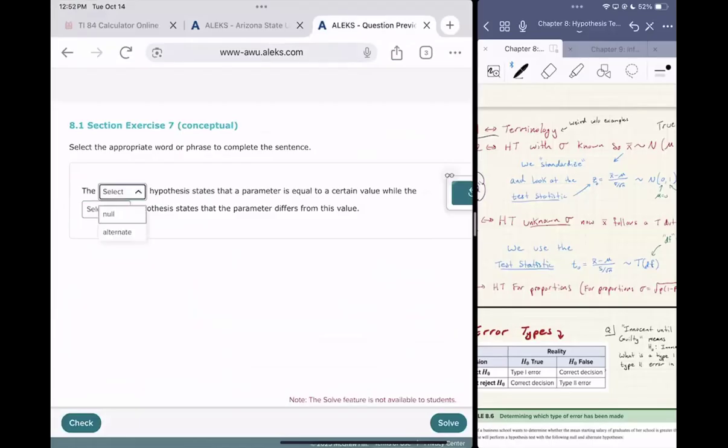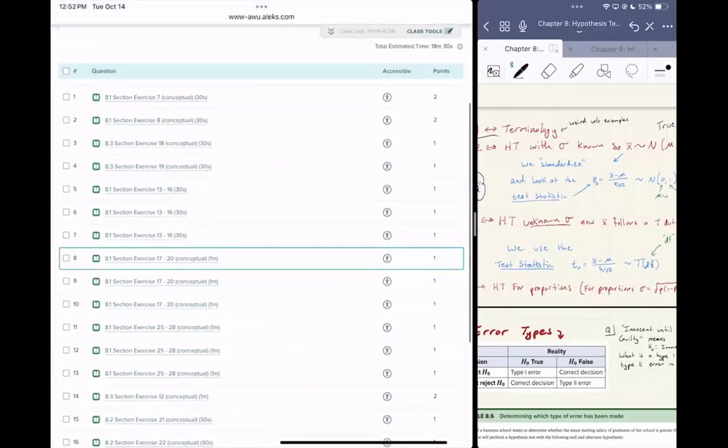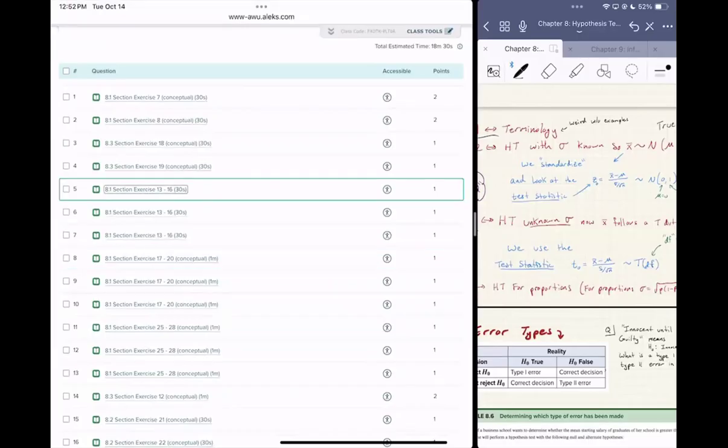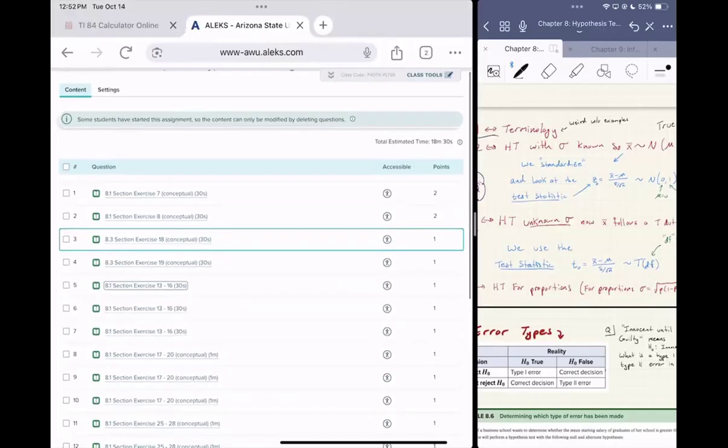Okay, so the null hypothesis states that a parameter is equal to a certain value, whereas the alternate hypothesis says that we differ. Okay, so that's just some stuff that you could have picked up. That's fine. Let's see what happens once we get to problem 5. Oops, wrong one.